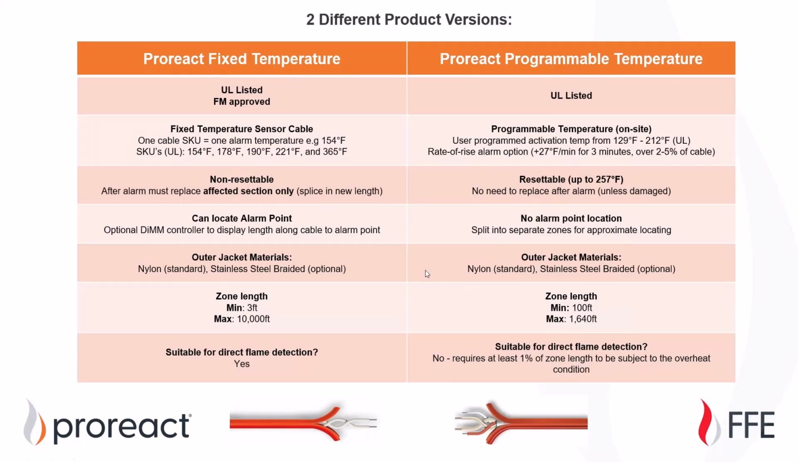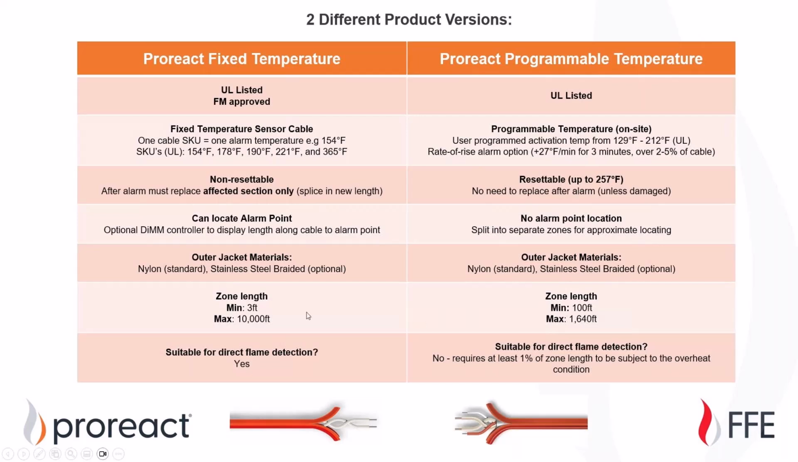Fixed temperature as well as programmable temperature, we offer standard with a nylon outer jacket material. This is going to provide a little bit better resistance against gasoline, especially, as well as a little bit better for direct sunlight. We also offer an upgraded stainless steel braided version. This is going to be over the regular PVC, which is most common for linear heat detection. So it's PVC with stainless steel braided over the top of that. So increased mechanical protection, high traffic areas, could be warehouse racking, place that might get beat up. So that's to prevent more damage.